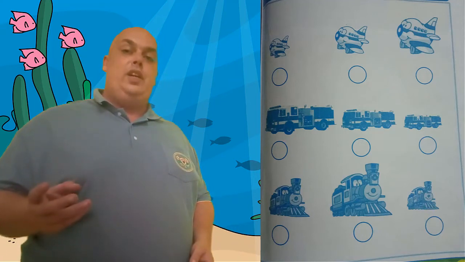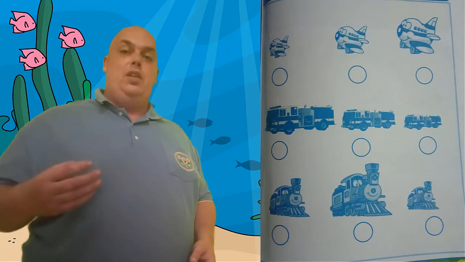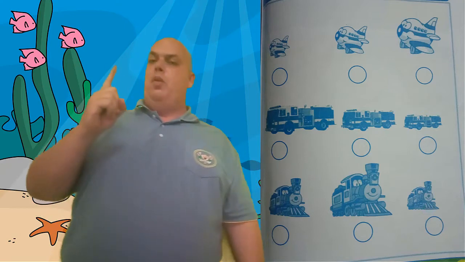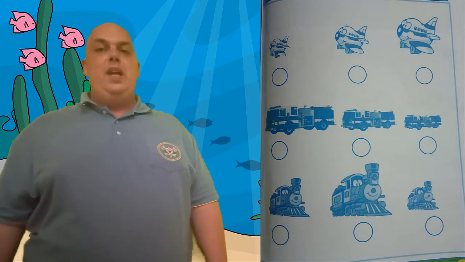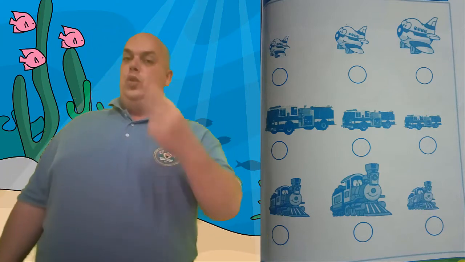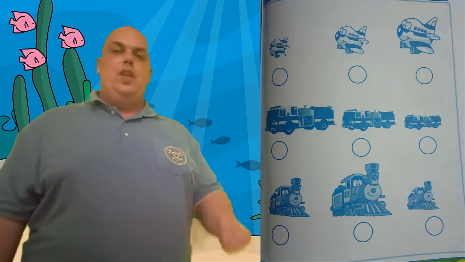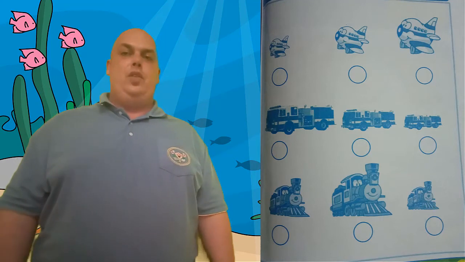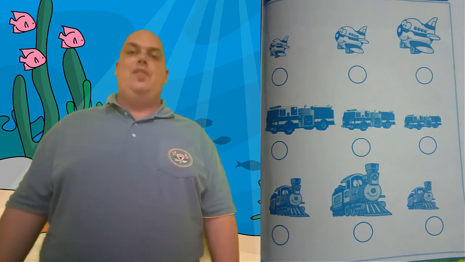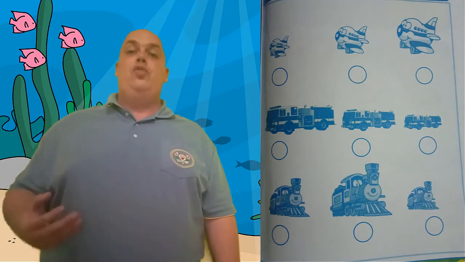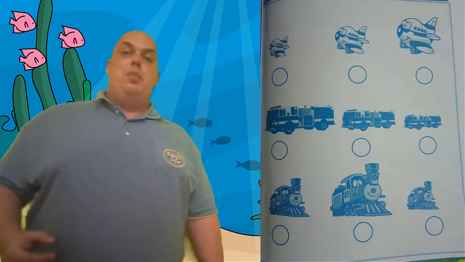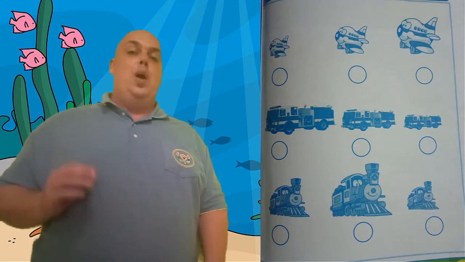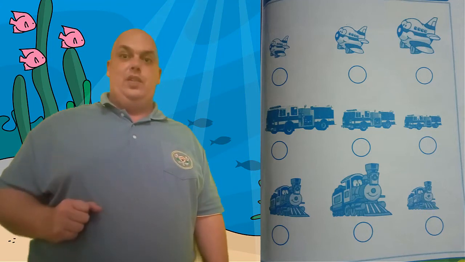Okay, so what you're going to need to do is you're going to write numbers 1, 2, and 3 from the smallest to the biggest. So basically, small is number 1, and medium is number 2, and large is number 3. And we're going to do the first 2 lines together. So the airplane and the fire engine, we're going to do those together, okay? But the last one with the train, that one you're going to have to do by yourself.